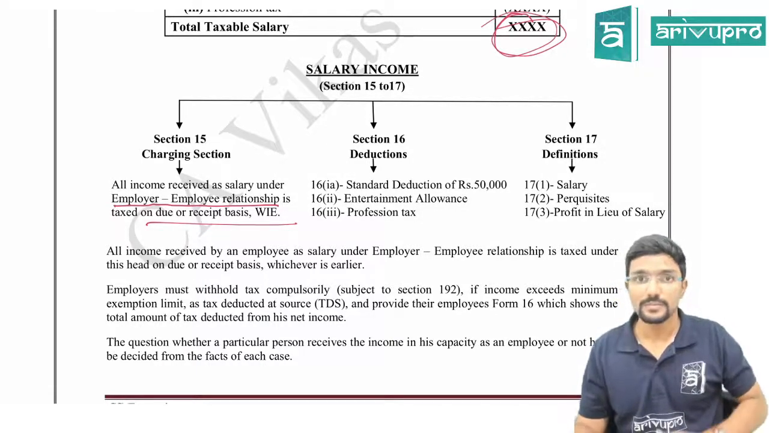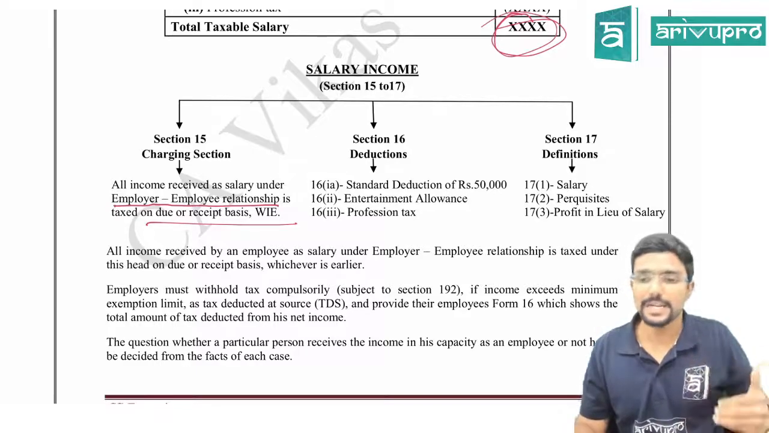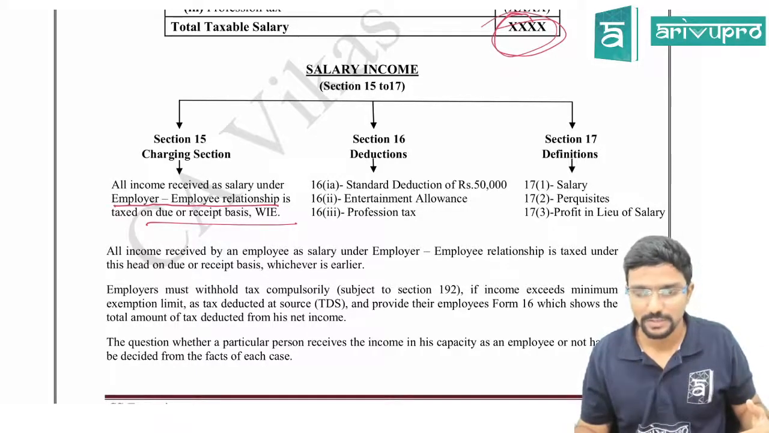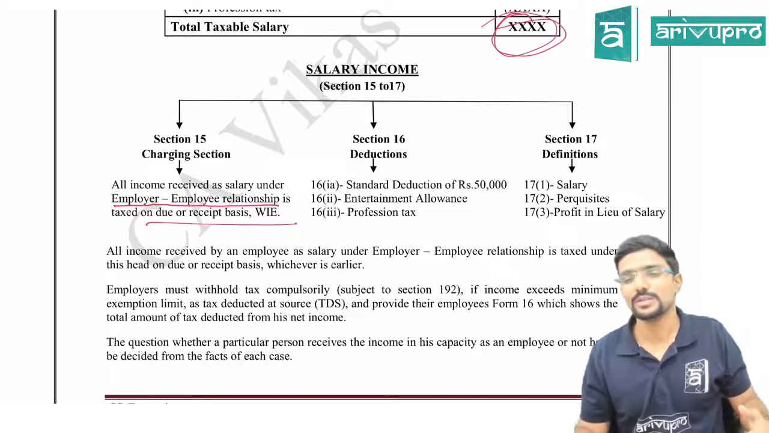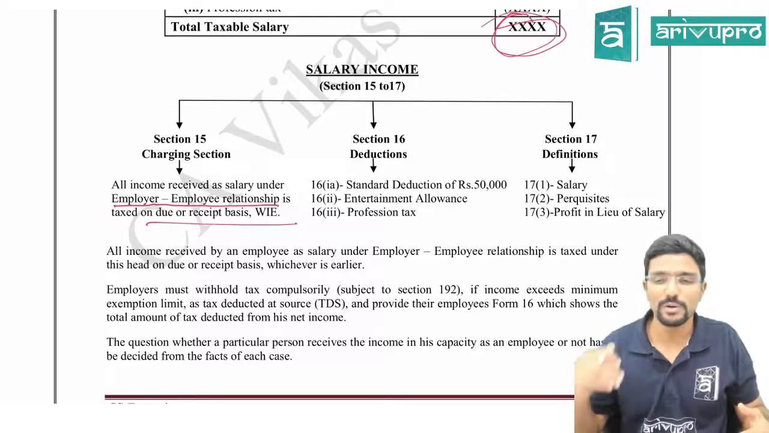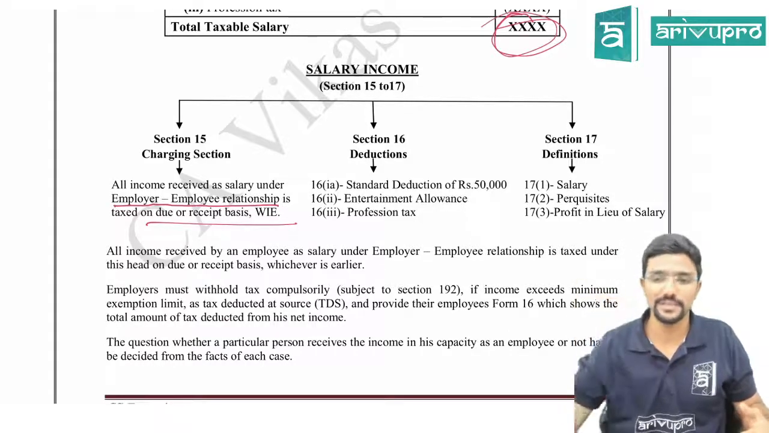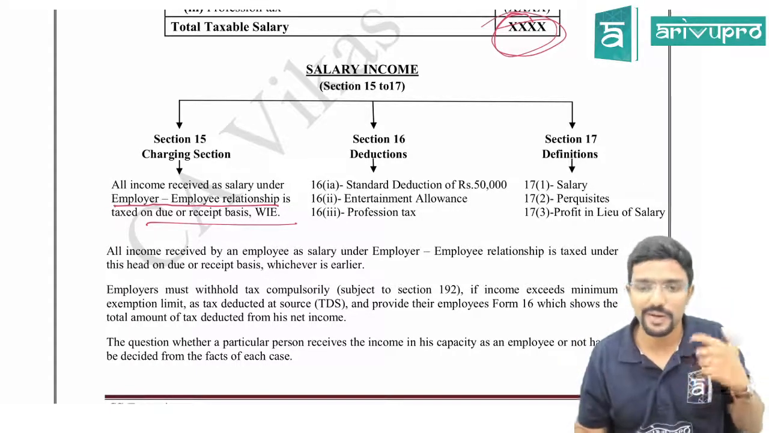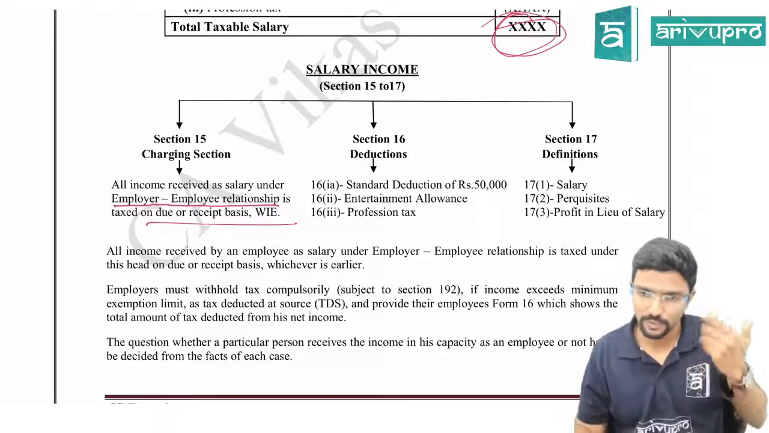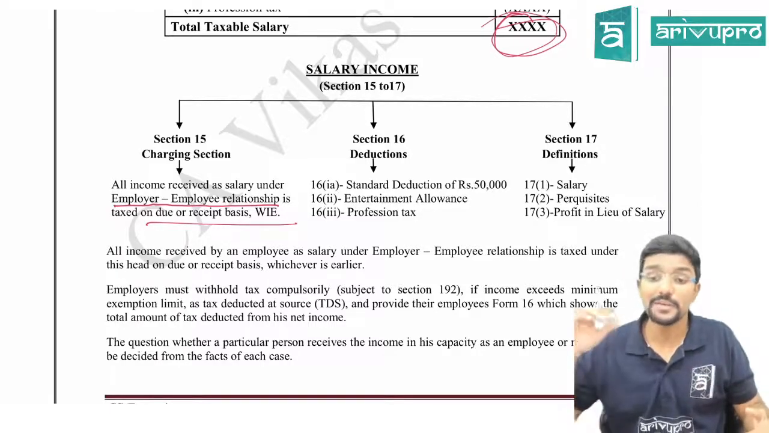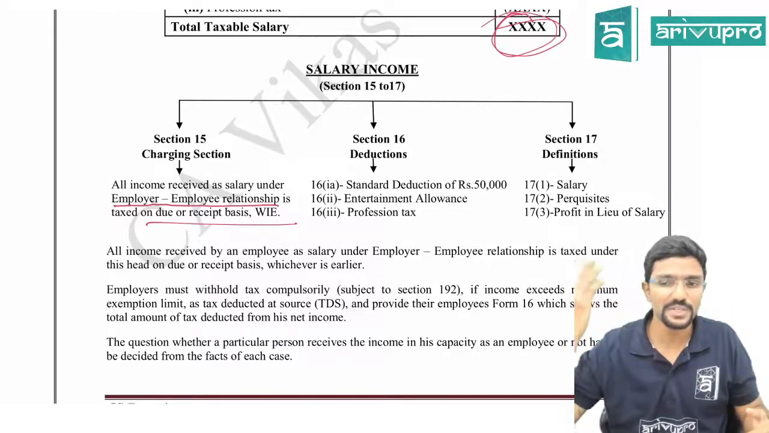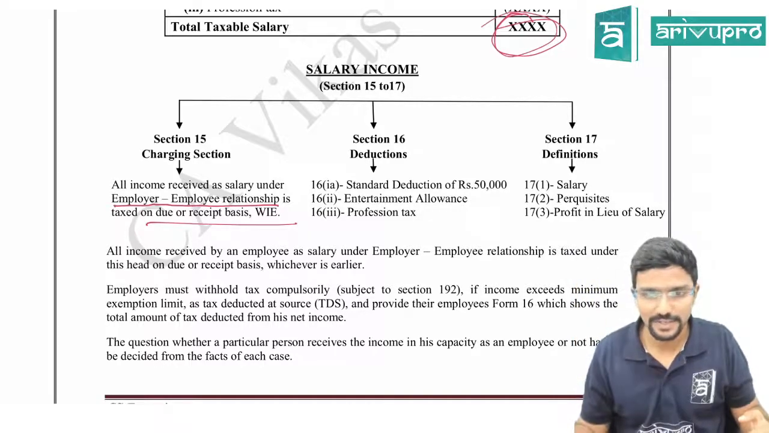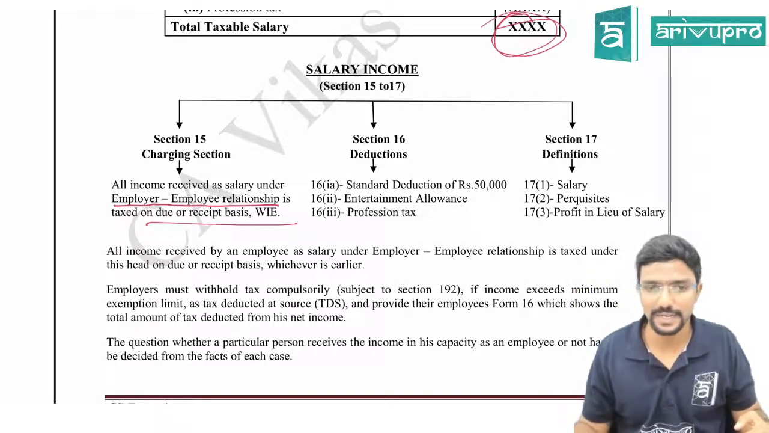Assume I have earned salary for the months of January, February, March, but my employer says, this year I am suffering huge loss, so I will pay these 3 months salary next year. So should I pay tax this year or next year? This year only. You have earned it. It was due this year. So pay tax on this. Again, when you receive it, don't pay tax. Clear? And whichever is earlier.